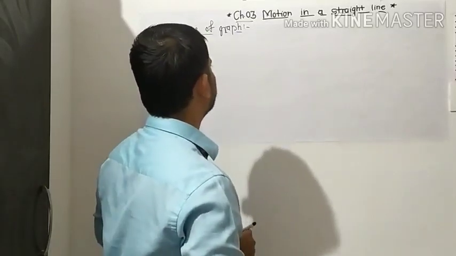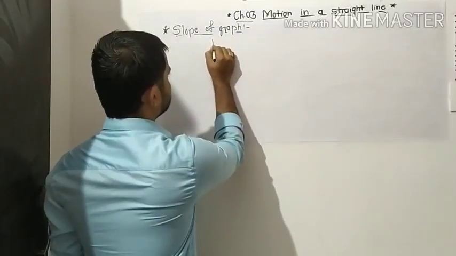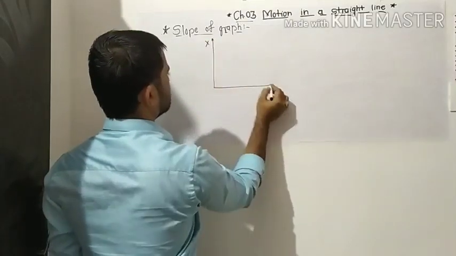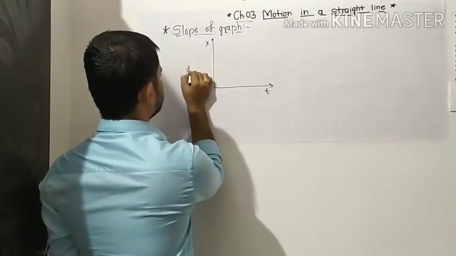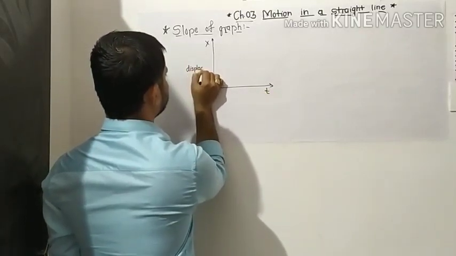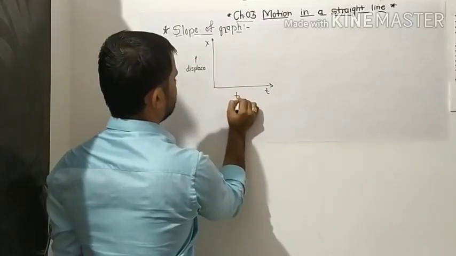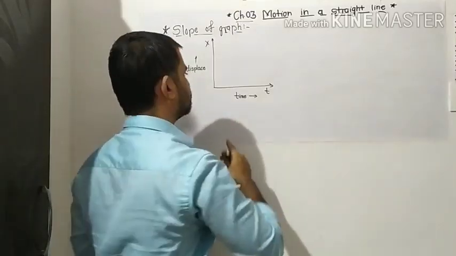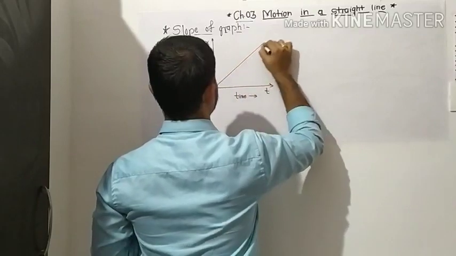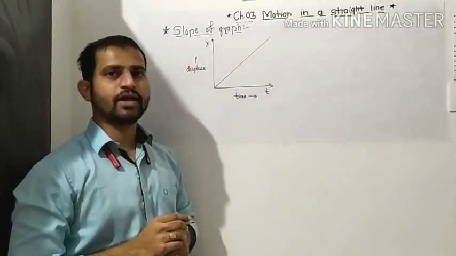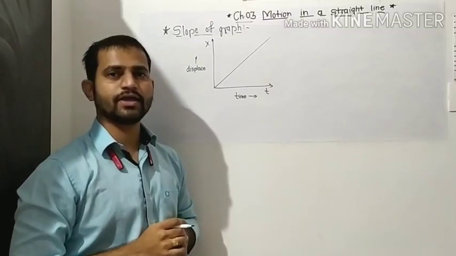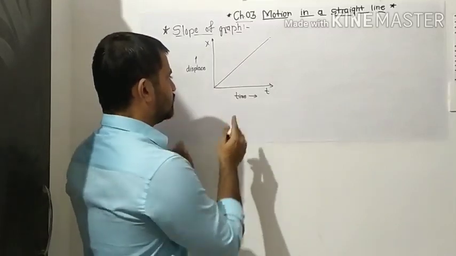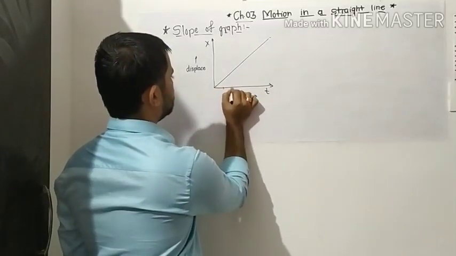Suppose we draw a graph of displacement versus time. Displacement is denoted by x and time by t. Okay, there is the displacement, and this is the time. Then if we get one straight line, and we have to find out the slope along this straight line, then we consider the same intervals here.